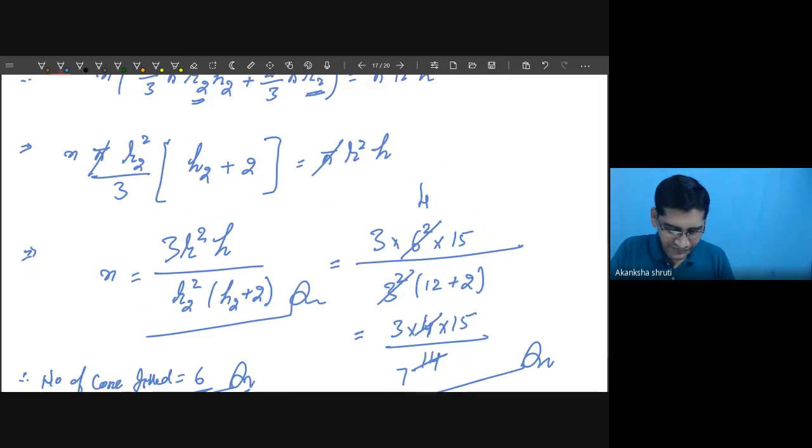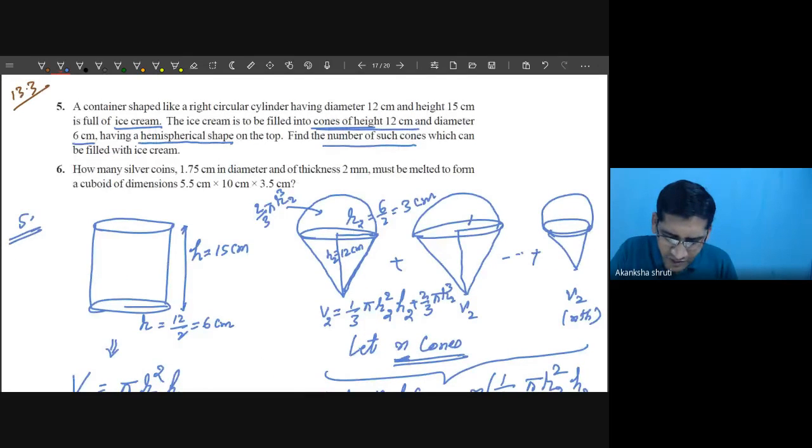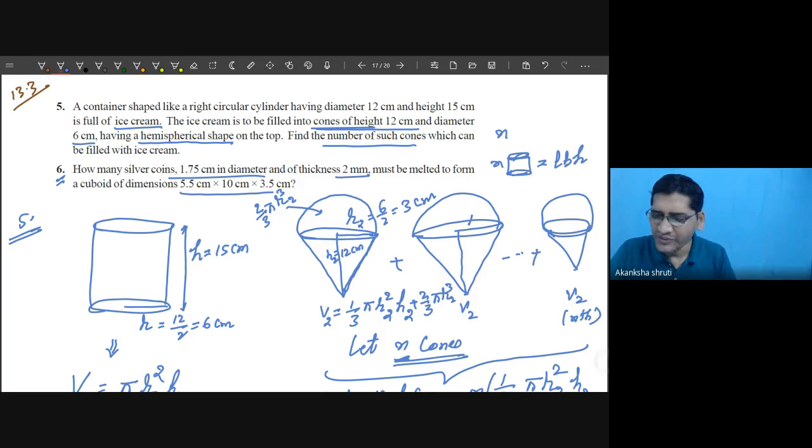So this is one kind of thing. So you should be careful. How many silver coins of 1.5 centimeter in diameter and thickness? This one means this cylinder is formed. So for question number 6, let there be n such cylinders and its volume has to be equated to get this dimension. LBH means n into pi r square into h of the cylinder should be equal to length into breadth into height. It is given that a cuboid is there. Okay, so this is the hint for this one. That's all.